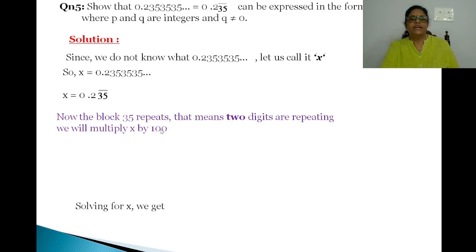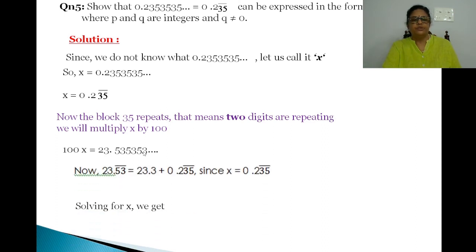So we will multiply x by 100. Multiplying the left hand side by 100 means the right hand side also by 100. We will multiply the left hand side and right hand side by the same number. So left hand side is x into 100, 100x. Right hand side is 100 into 0.2353535 etc., which means we shift the decimal point two places to the right. Two places to the right means you will get 23.535353 etc. So 100x is 23.535353 etc.